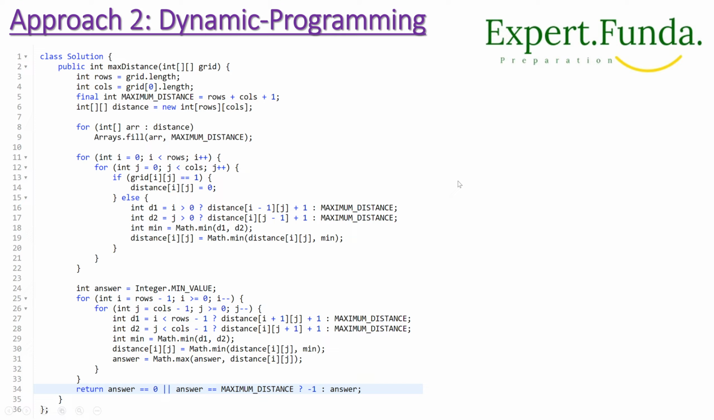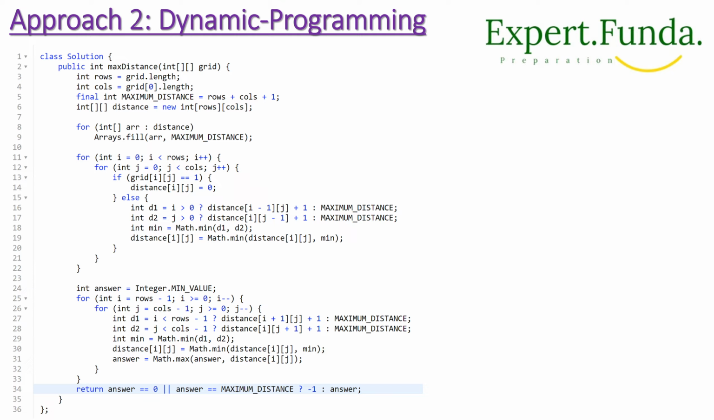Okay, now understand the second approach, that is the dynamic programming approach, right? For this approach, for every water cell, we need the distance to the nearest land cell, and we can reach a cell from any of the 4 directions: up, down, left, and right. So the minimum distance for any cell is the minimum of the distances from these 4 directions, plus 1. We need to check all the 4 directions.